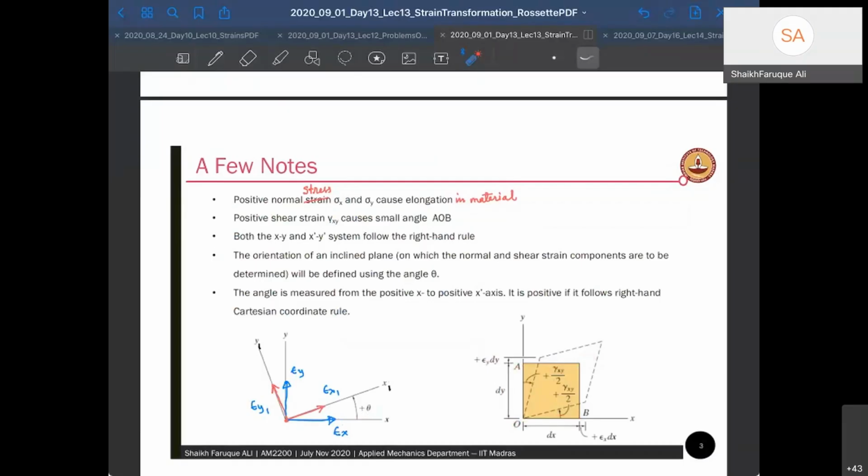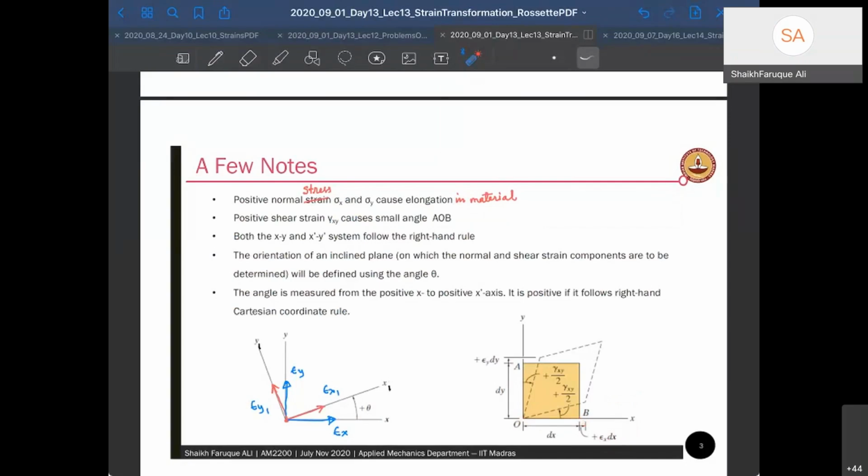Now, lines OA and OB are perpendicular to each other, right? When you give a stretch along the x-axis, the line OB will move a little bit extra, which will be given as epsilon x dx. Epsilon x is the strain, and dx is the original length, right? So the change in length is epsilon x dx. That's clear?